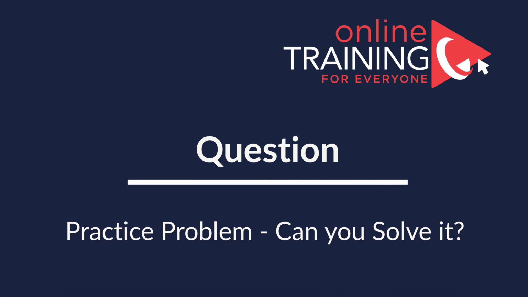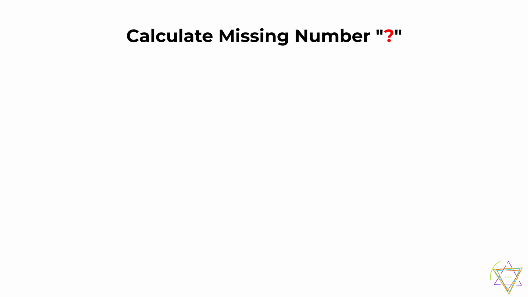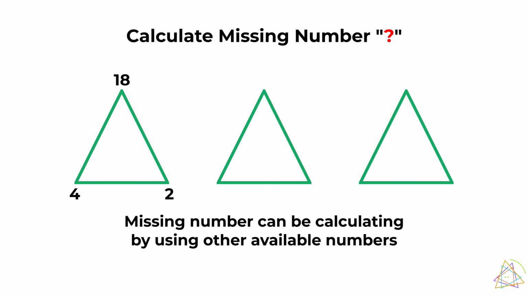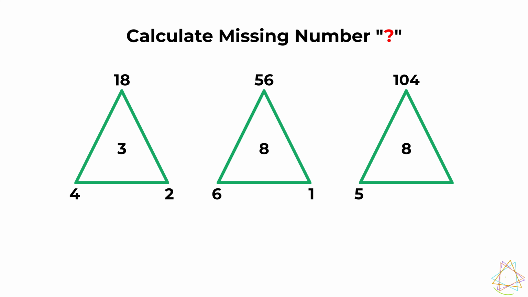You need to calculate the missing number, and you're presented with 3 triangles. Each triangle has numbers in the corners as well as in the middle. The first triangle has number 18 on the top, numbers 4 and 2 at the bottom, and number 3 in the middle. The second triangle has number 56 on the top, numbers 6 and 1 at the bottom, and number 8 in the middle. The third triangle has number 104 on the top, number 8 in the middle, number 5 in the bottom left corner, and the number in the bottom right corner is missing. Your choices are 9, 10, 11, and 12.